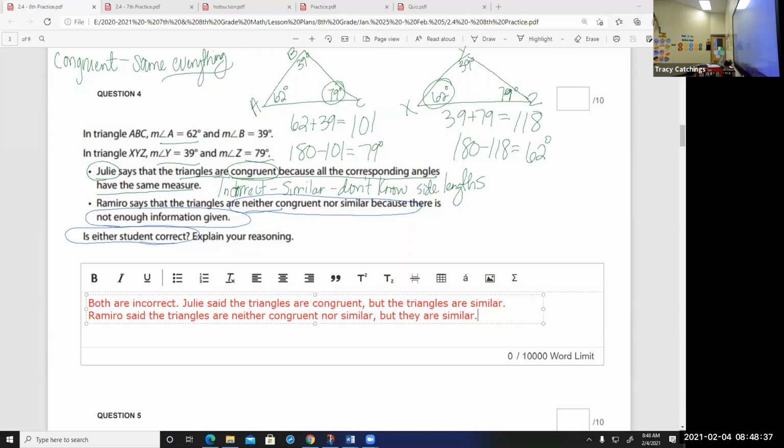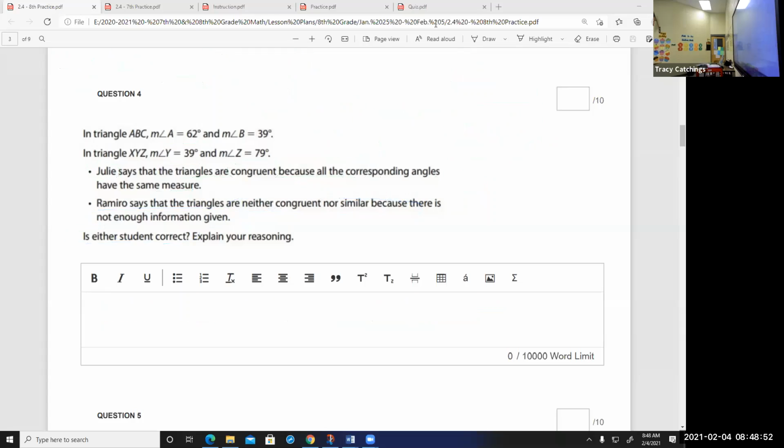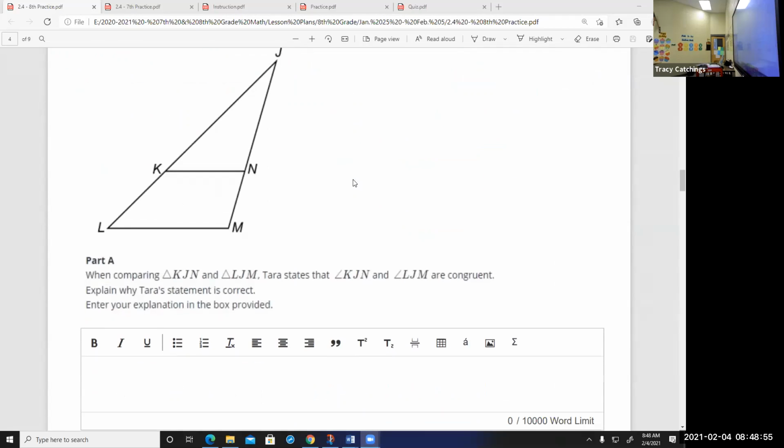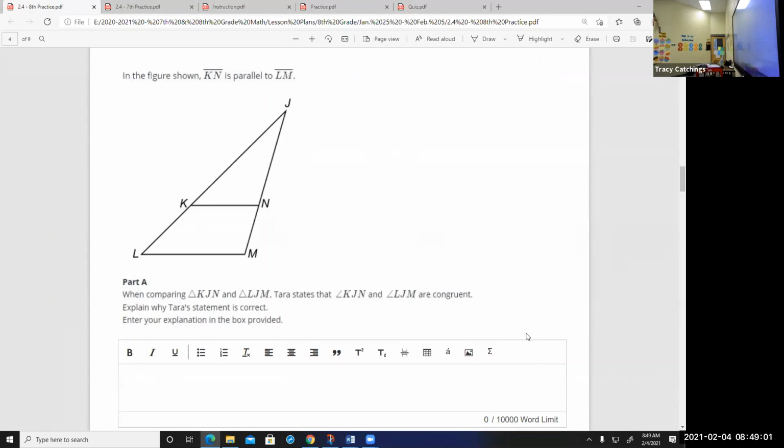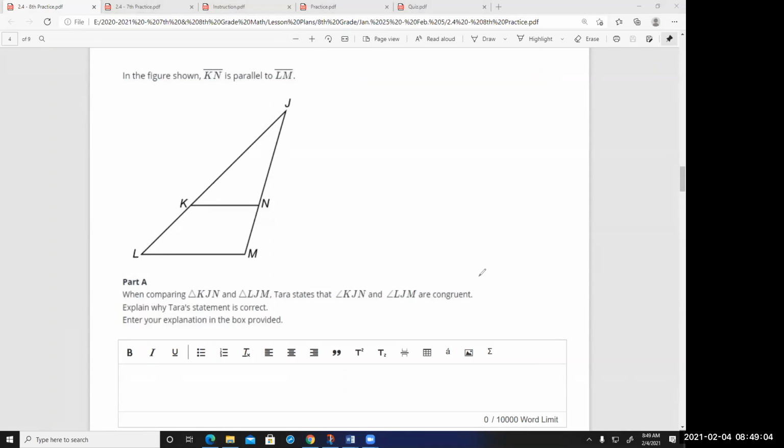At least get 4 questions correct. Any questions about it? All right, let's see if we can at least get through 5. Somebody read it to us. In the figure shown, KN is parallel to LM. Part A. When comparing KJN and LJM, Tar states that angle KJN and angle LJM are congruent. Explain why Tar's statement is correct. Enter your explanation in the box provided.